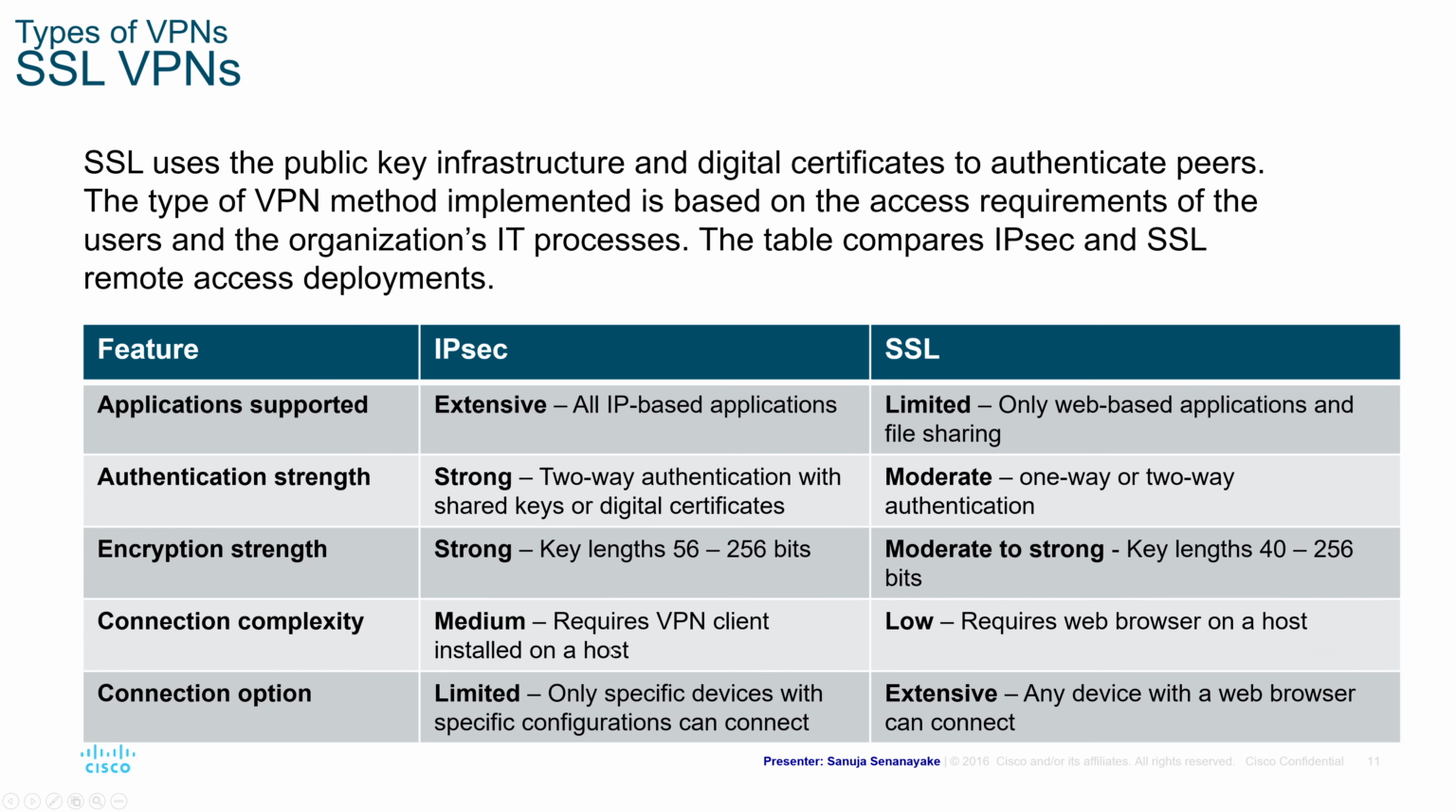But for IPsec to work, it requires the VPN client to be installed, right? Remember that. The connection options: IPsec is limited because only specific devices with specific configuration can connect. So when you install the Cisco AnyConnect software onto your end clients, you need to configure it so that the software will work with your network, the system that you have configured for your VPN.